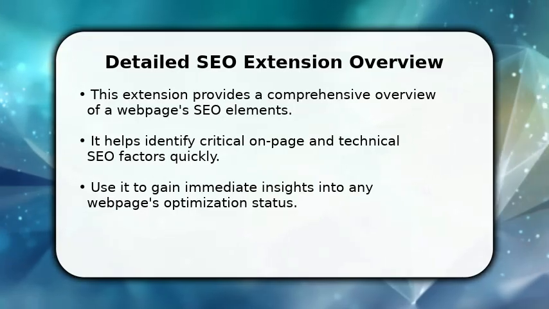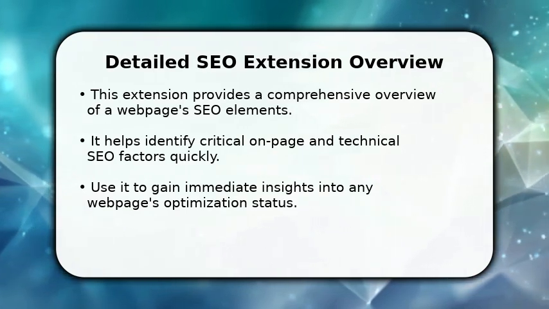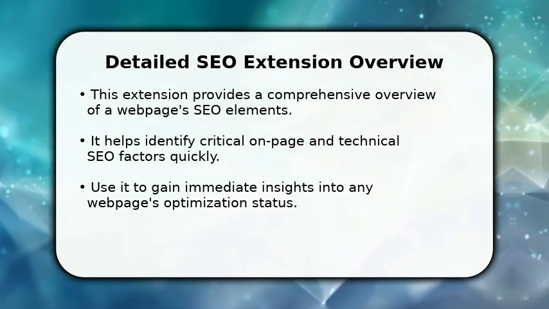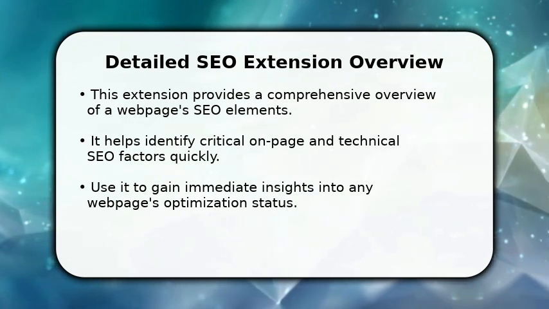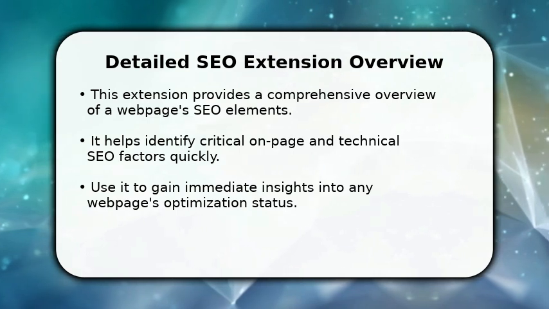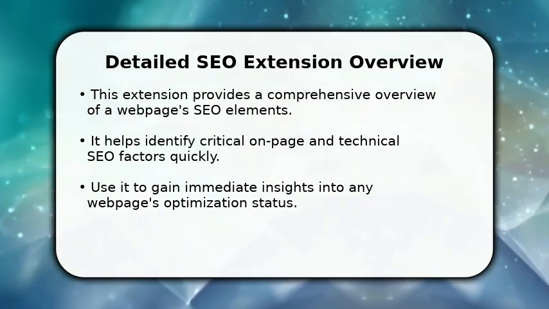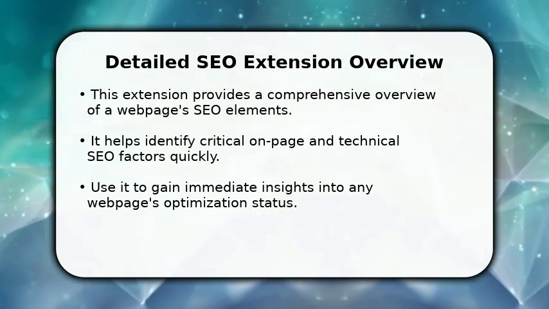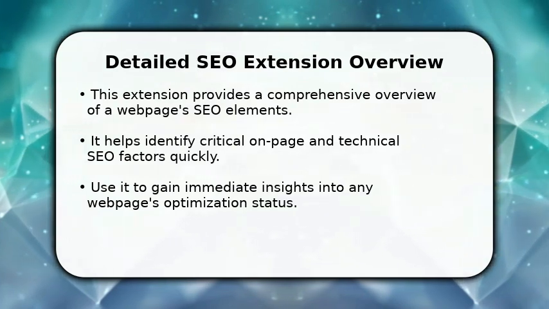In this video, I will explain how to use the Detailed SEO Extension. This powerful tool offers a comprehensive overview of any web page's SEO elements, helping you quickly identify critical on-page and technical factors. To begin, simply navigate to any web page you wish to analyze. Then, click on the extension icon in your browser toolbar. You will instantly see a dashboard with key information, allowing for immediate insights into the page's optimization status.